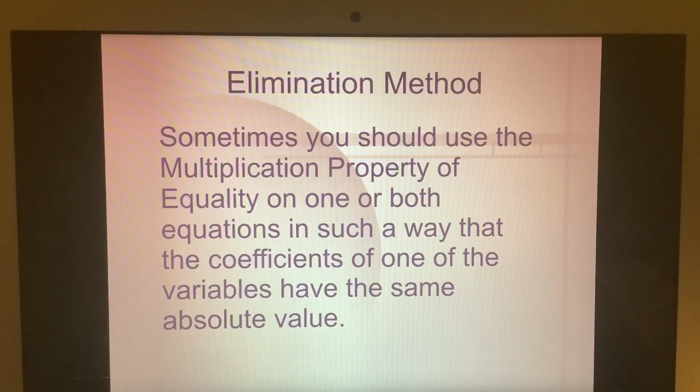Sometimes you should use the multiplication property of equality on one or both equations in such a way that the coefficients of one of the variables have the same absolute value. I know you're probably thinking, what? Just think back to what is the multiplication property of equality. And we'll take a look in the next example. We'll be able to see how we're going to use this.